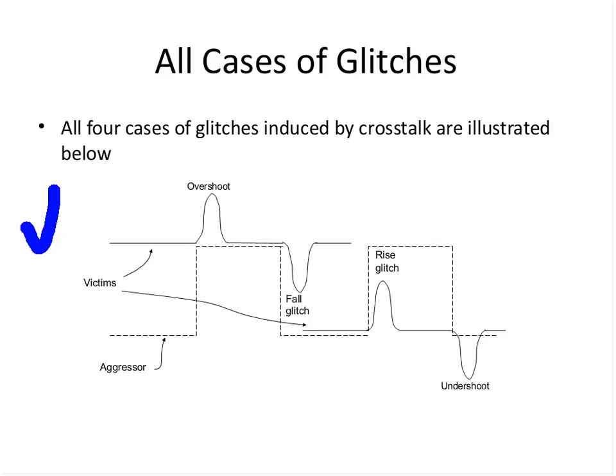Again, if the victim is steady state low and the aggressor rises, it will cause a rise bump. This is called a rise glitch. If the victim is low and the aggressor falls, the fourth case, it might take it below 0, which is called undershoot. Right? So, four glitches. Overshoot and undershoot come in the category of beyond rail noise violation. Overshoot goes beyond the VDD rail, undershoot goes below 0, below the ground rail. The other ones are simple rise and fall glitches.